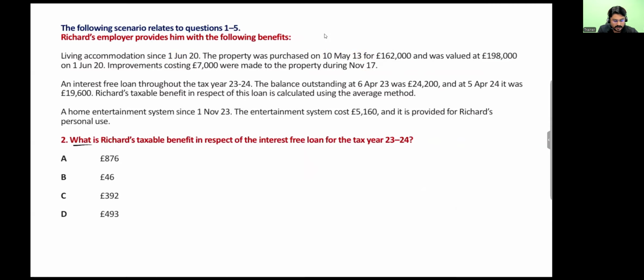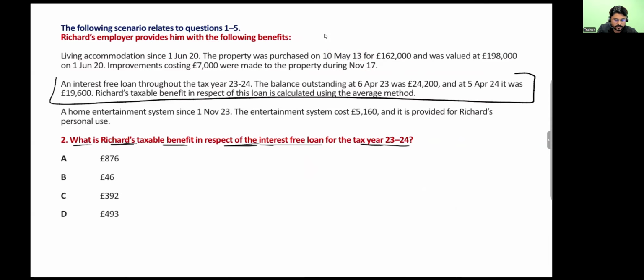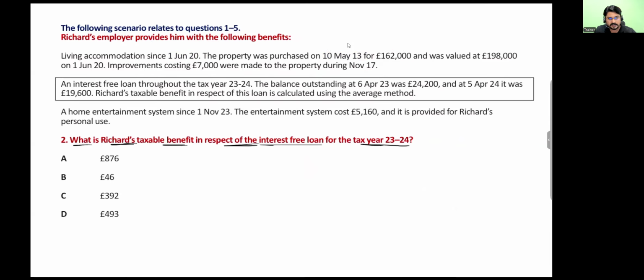Next question is, what is Richard's taxable benefit in respect of the interest-free loan for the tax year 23-24? So basically question 2 pertains to the second paragraph of the scenario. Your time starts now. 3 minutes time to solve the question.